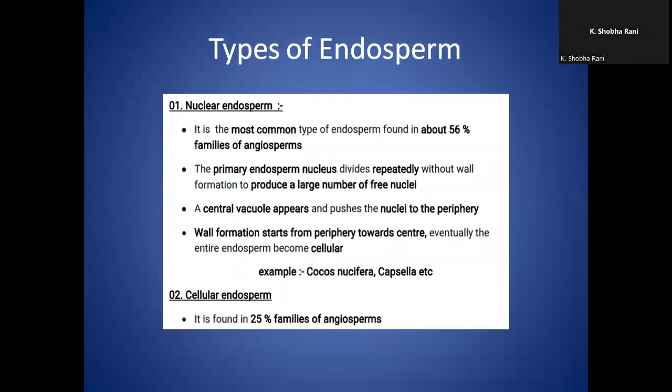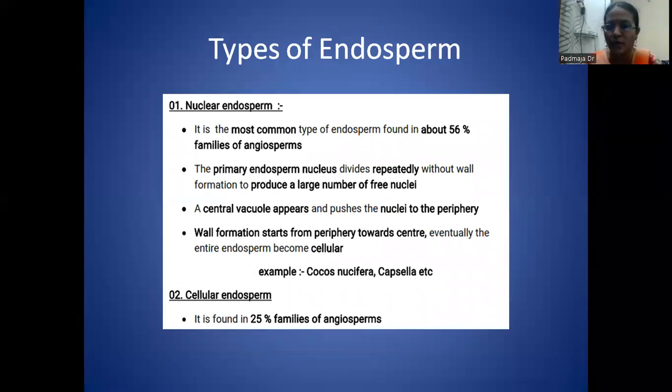Now, nuclear endosperm. Mainly, 56% of the families of angiosperms have nuclear endosperm. The primary endosperm nucleus, that is PEN, divides rapidly without wall formation. The main difference between the nuclear endosperm and the cellular is that here there won't be any wall formation. Whatever nucleus is there will divide and give rise to a number of nuclei without formation of the wall. So they all remain like free nuclei.